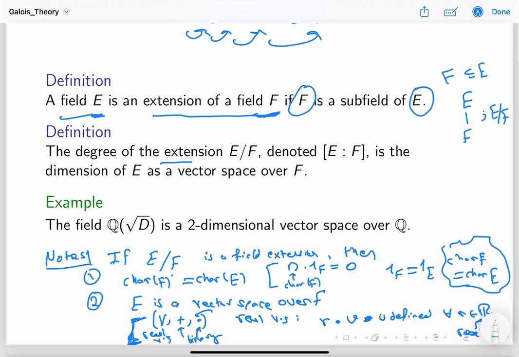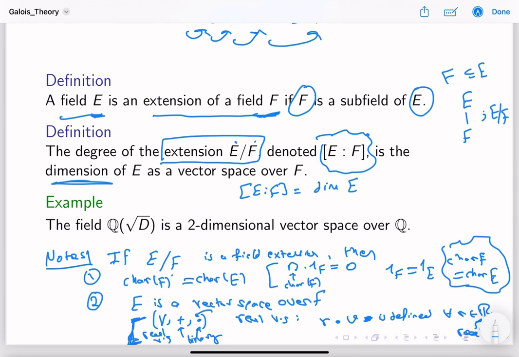So given a field extension E over F, so E and F are fields and F is a subfield of E, we define the degree of E over F, the degree of the extension, and we denote it as such. We define it to be the dimension of the vector space E, but over what field? Over F, right? So E is a vector space over F, and we're defining the degree of this extension to be the dimension of E over F.